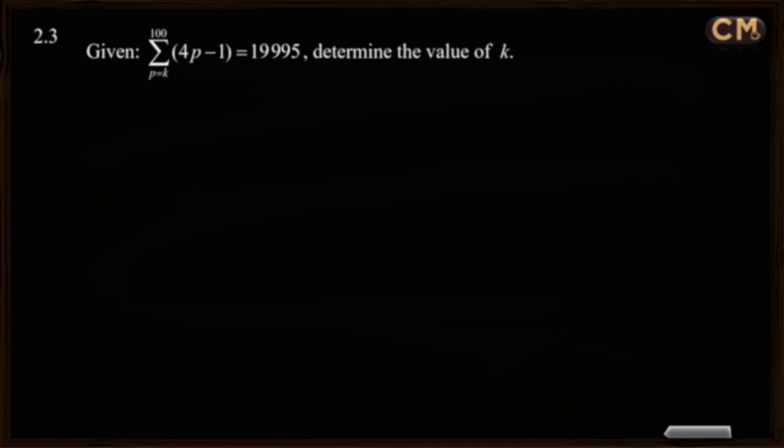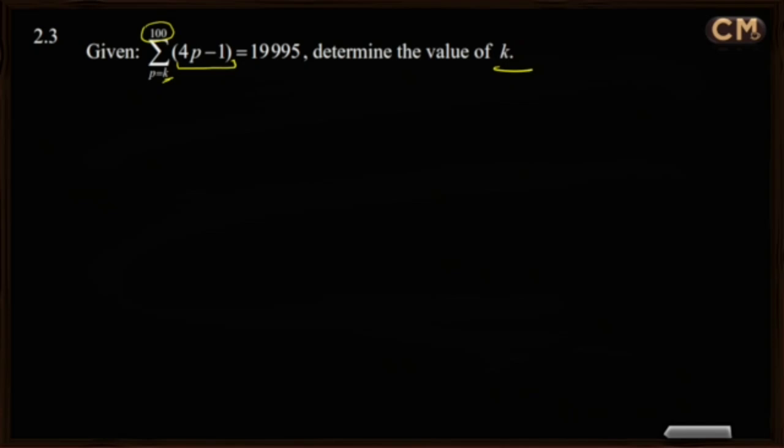Given some sigma notation being equal to 19,995, determine the value of k. What does the sigma notation read? It wants the summation of the general term 4p minus 1, from where we have the kth term to the 100th term for this specific series.